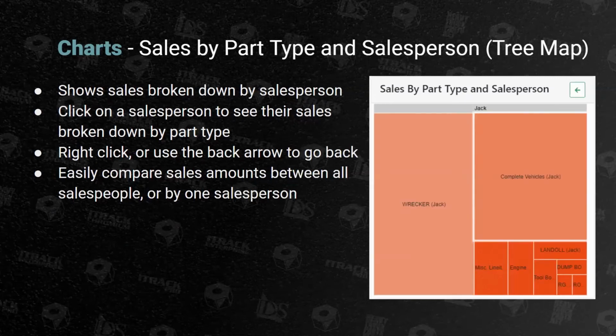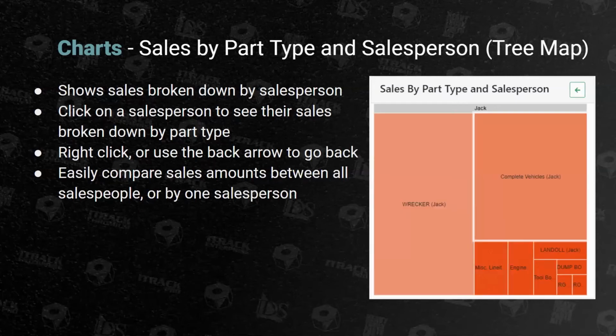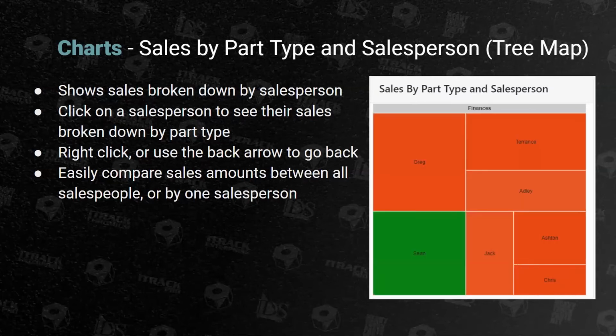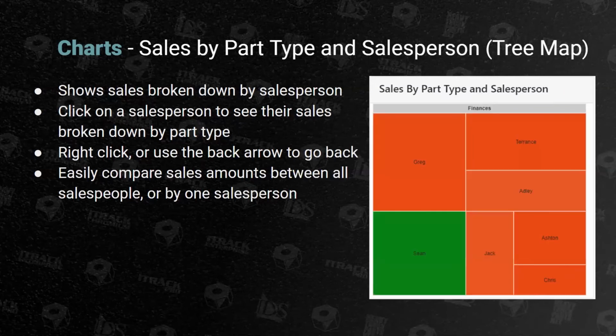As we can see here, we click on the bottom middle square, which is Jack, and then it zooms in, and you can see his sales for all part types. After you click in, like we did here on the right, you can go back to a previous view by either right-clicking anywhere in the chart or by clicking the back arrow that appears in the chart header.